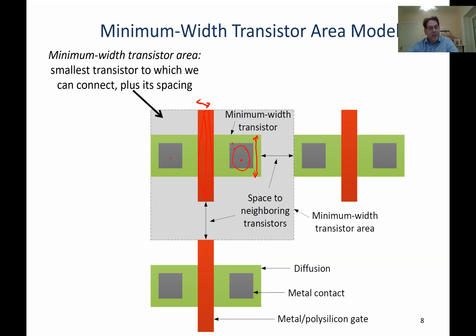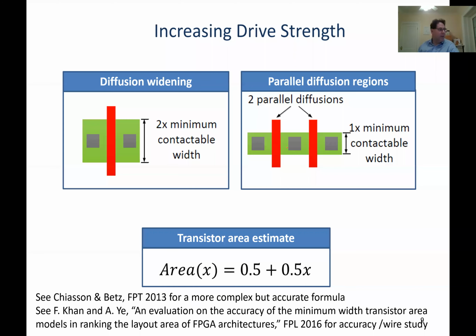Now I want to make many transistors, so I also need to consider my space to neighboring transistors. A bunch of design rules define how far away the next transistor has to be vertically, and how far away the next transistor has to be horizontally. Hopefully that all makes sense.